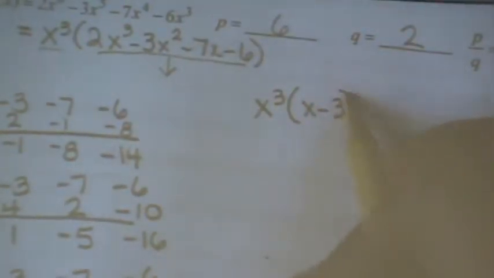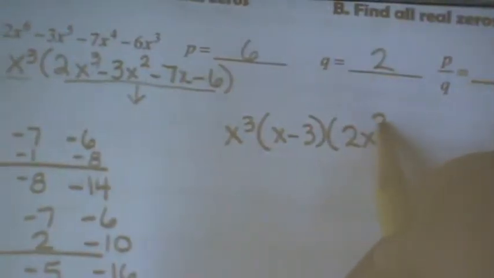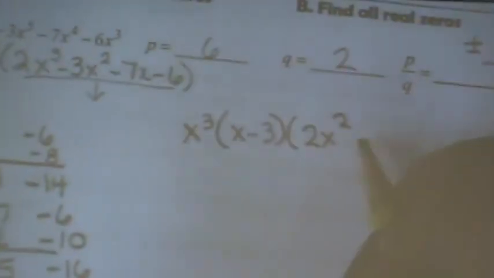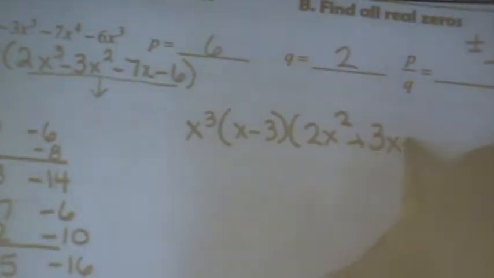So now we're going to keep a running total here. We've got x cubed. Now, what was our next 0? 3, so you're going to write x what? Good, -3. Now, what's left here? We've got 2x squared. You go 1 degree less than this. Remember, these are the coefficients 1 degree less than what you started with. So 2x squared plus 3x plus 2. Are you guys with me?